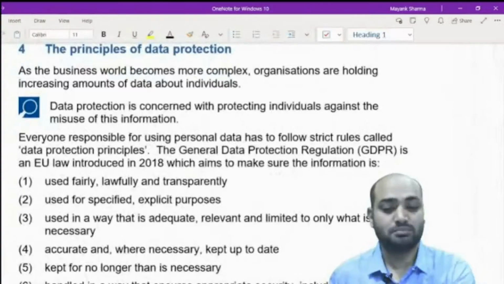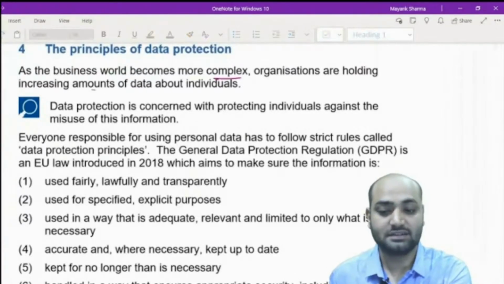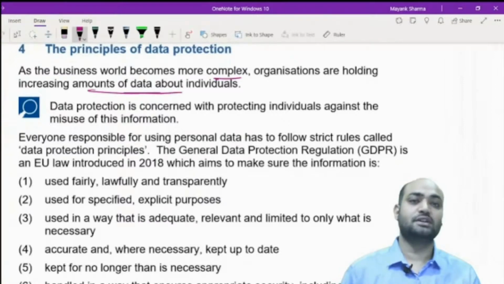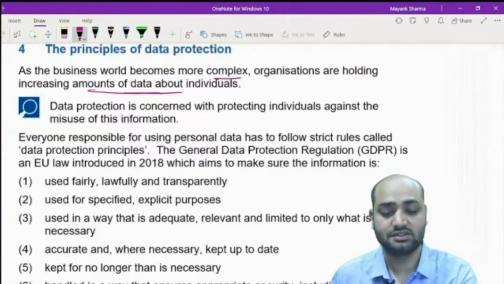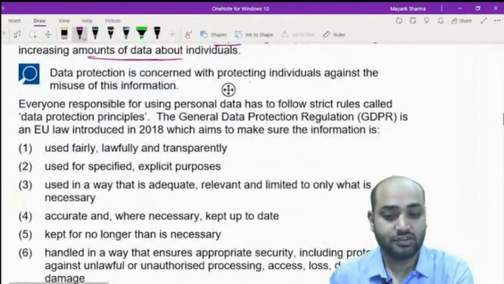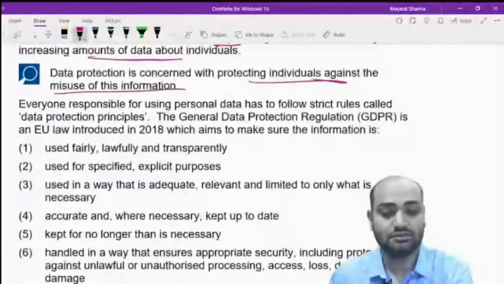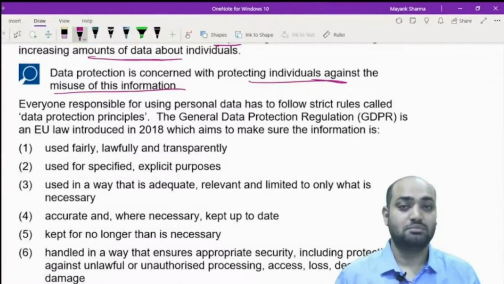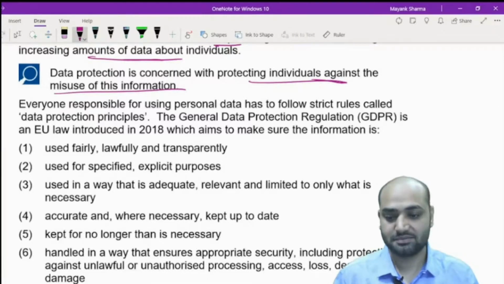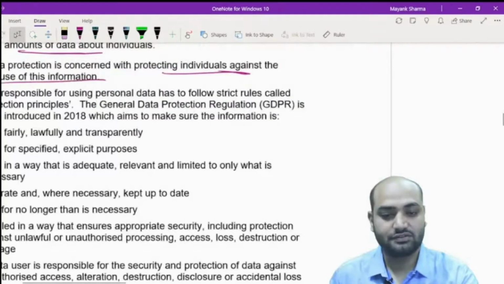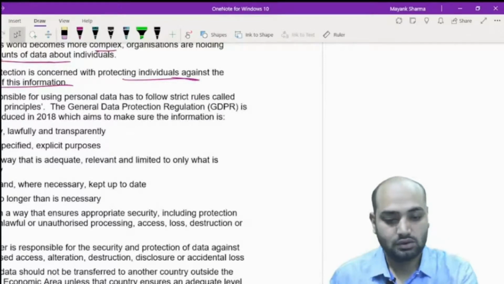As the business world becomes more complex, organizations are holding increasing amounts of data, yes, about individuals. They are holding data about their customers, their suppliers, and other people as well, even competitors. Data protection is concerned with protecting individuals against misuse of information. So use of information is not bad, but misuse is bad. Misuse may harm the person to whom the data pertains, right? So there are two sets of laws. One is international, that is General Data Protection Regulation.